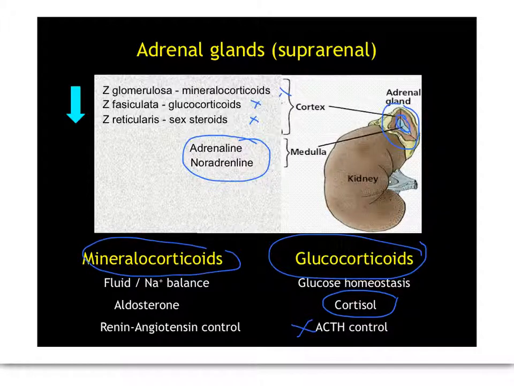Mineralocorticoids, on the other hand, are responsible for fluid and salt balance. The principal one you'll be familiar with is aldosterone, and that's part of the renin-angiotensin-aldosterone system, RAS or RAAS as it is sometimes called.